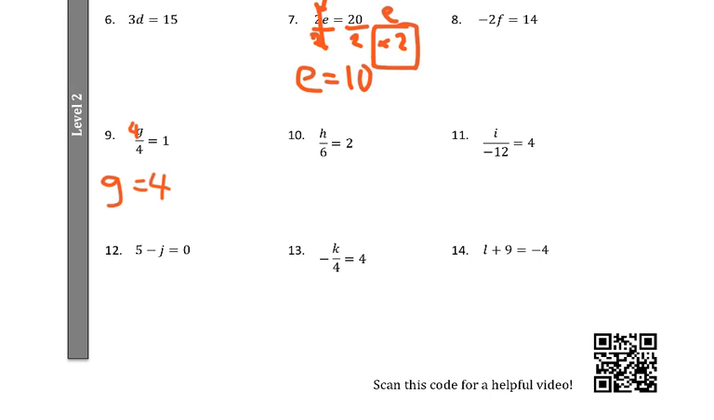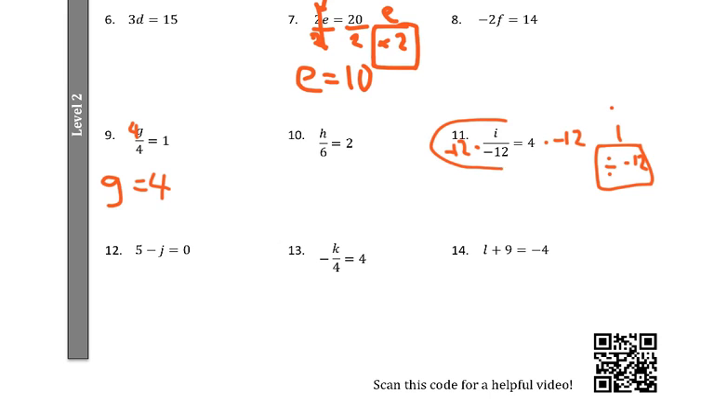Let's go over here to question 11. Now in this question, I is being divided by negative 12. So it's just the opposite operation. And what I mean by that is here we've got our box. I is being divided by negative 12. Okay? When we do the opposite, we're just going to change the operation. I'm going to multiply by negative 12 still. I'm not going to multiply by a positive 12. So I'm going to multiply both sides by negative 12.